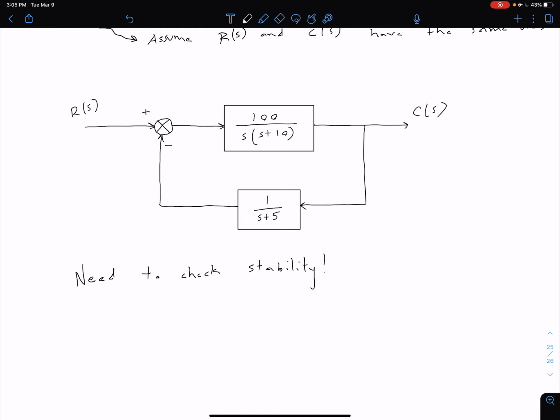That's something that you could do as extra practice, and if you have questions or issues as you're doing that, definitely let me know. But because we're focusing on steady state error in this unit, we're going to assume that our system is stable, and we're going to move on to our next part.